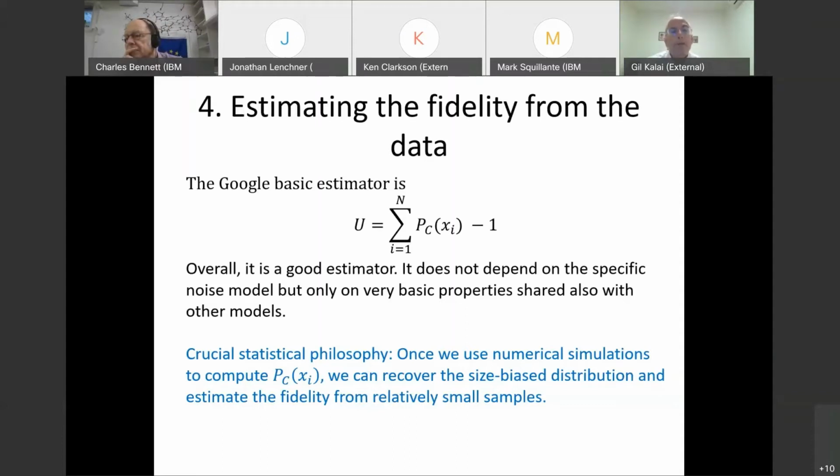And the crucial statistical philosophy, I already mentioned it, let me repeat. Once we use numerical simulation to compute P_C of x_i, we can recover the size bias distribution and estimate the fidelity from relatively small samples. To get an empirical distribution from scratch without simulating it before, we need very large samples, which are exponential in n, the number of qubits. But if we use a classical simulation of the probabilities, we can recover the size bias distribution from relatively small samples.